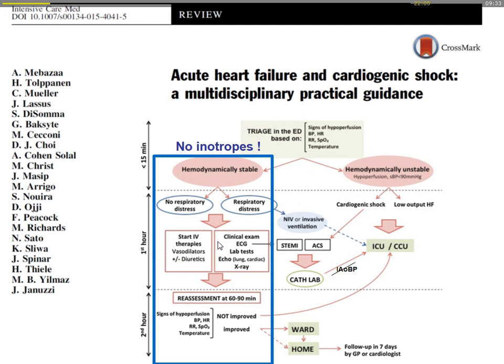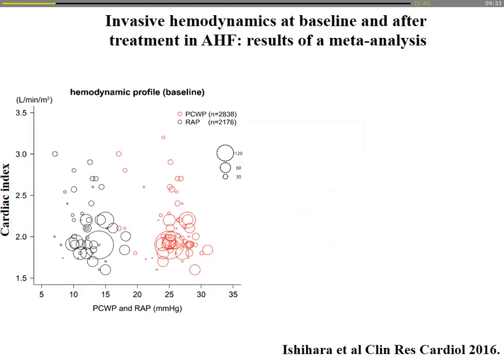We said that together with the clinical exam, EKG, and BNP, you should start IV therapy, vasodilators, and diuretics, and reassess your patient. Then again, in those patients who are hemodynamically stable, please do not use any inotropes. But some people are still using inotropes in those patients.